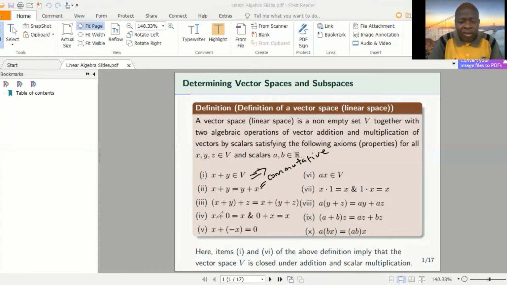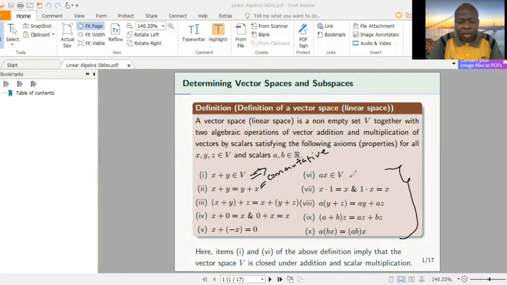And then we have this, that it must have an identity element. So the identity element here is 0. That x plus 0 gives you x, or 0 plus x gives you x. So 0 is the additive identity element. And then every element in this set must have an additive inverse, so x plus its inverse gives you the identity element. Then these other properties are the ones for multiplication by scalars.